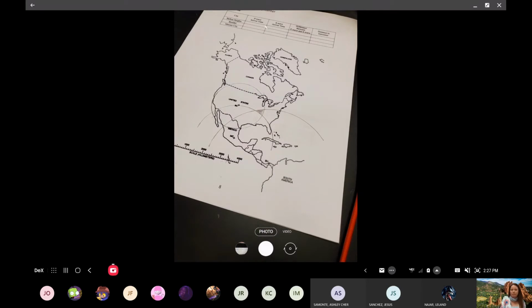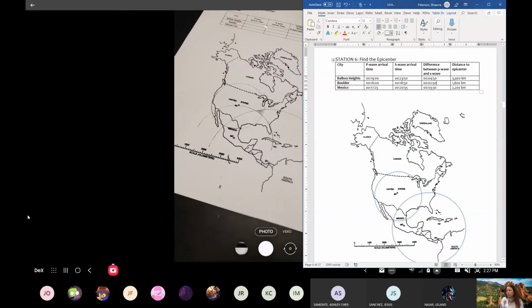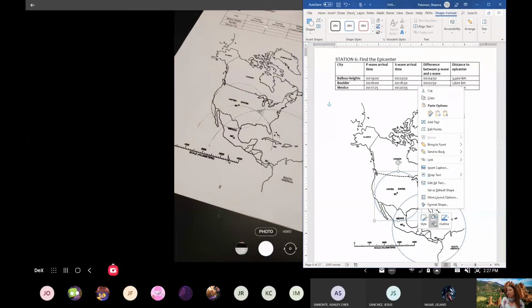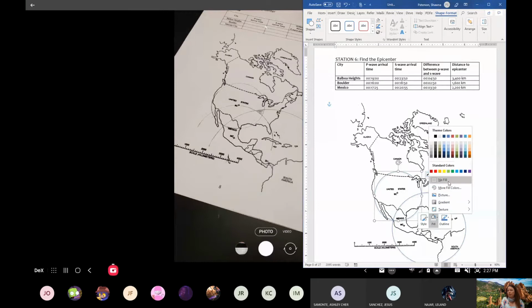Kailajane, you just have to, hold on, let me get my Word back. When you do the fill for it, oops. So I have my fill option right here. You have to click no fill and you'll be able to see through it like you can on mine.